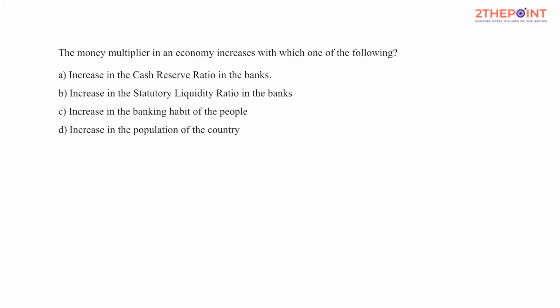The first and foremost question: the money multiplier in an economy increases with which one of the following? In fact, this happens to be repeated almost 2-3 times in UPSC. Money multiplier. In the description I would also provide you the video explaining how money gets multiplied and the importance of reserve ratios. You know the fact, my friends, that reserve money or high powered money, that is M0, printed and circulated by RBI, gets multiplied at a multiplier rate, and that is 1 by RR. RR stands for reserve ratio.